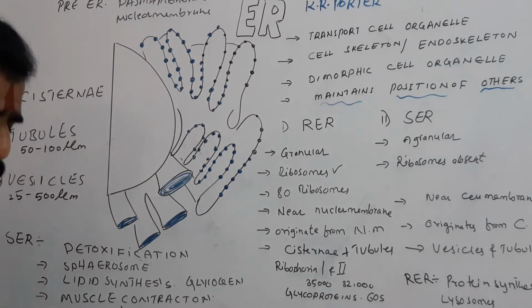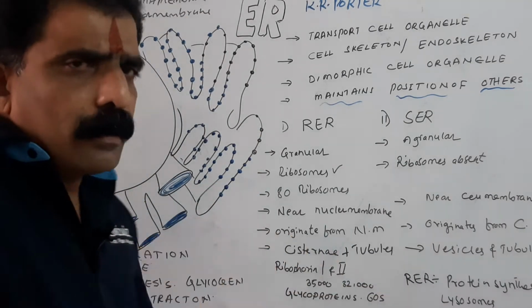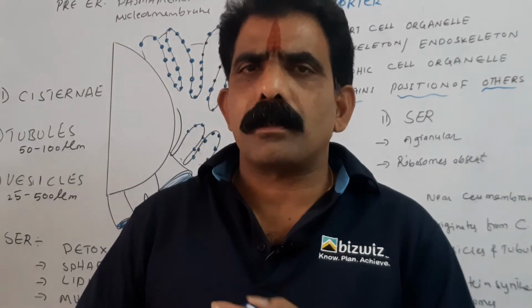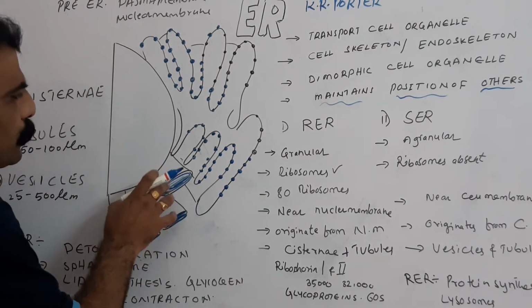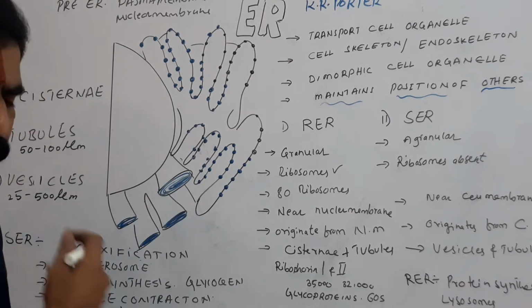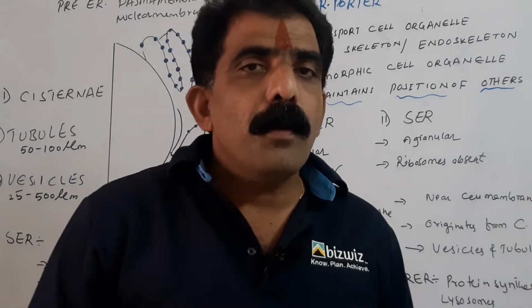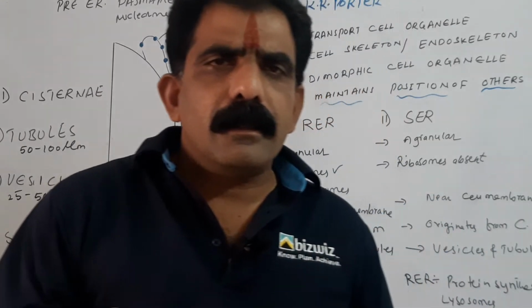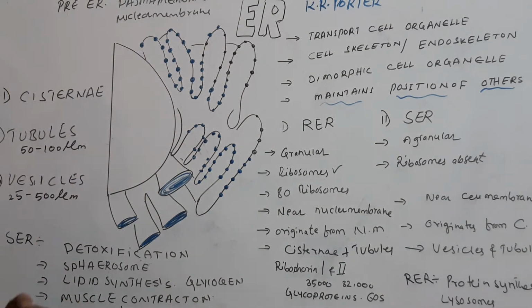Here, if you see the structure of endoplasmic reticulum in a cell, it spreads all over the cell and divides the cell into two compartments, intraluminal and extraluminal. The intraluminal compartment is the part occupied by this endoplasmic reticulum, whereas the remaining portion is said to be extraluminal. So, which cell organelle divides the cell into the two compartments known as intraluminal and extraluminal? That is nothing but endoplasmic reticulum.